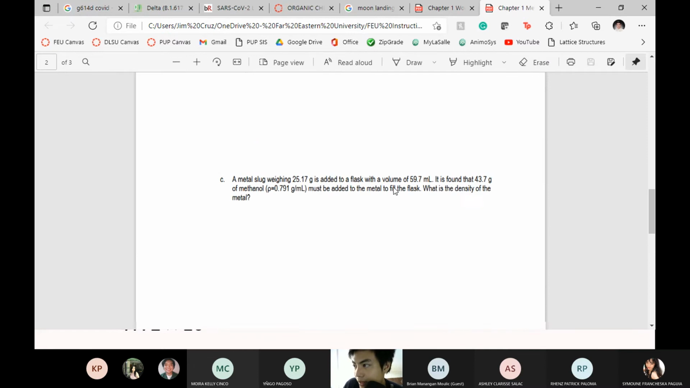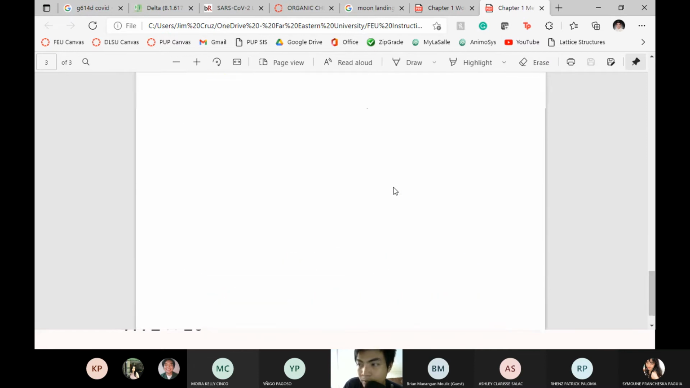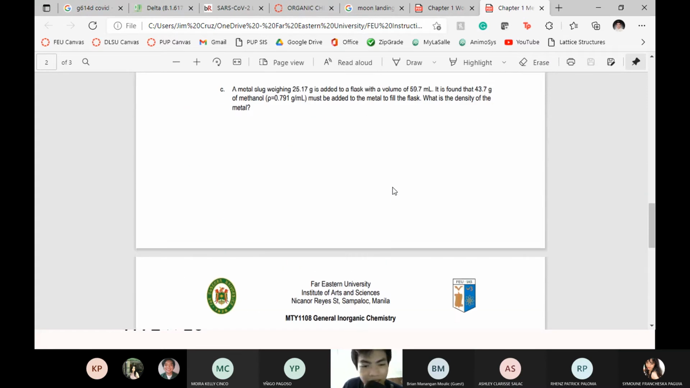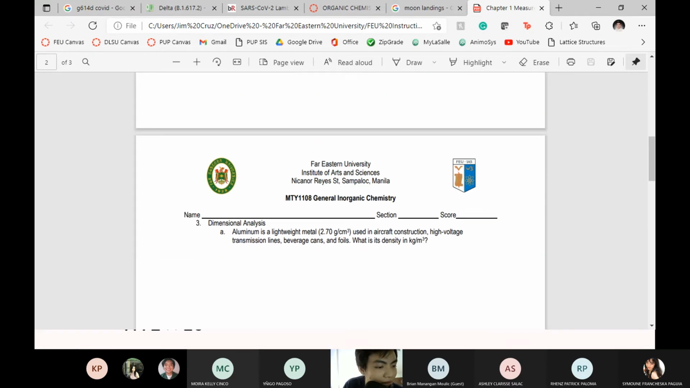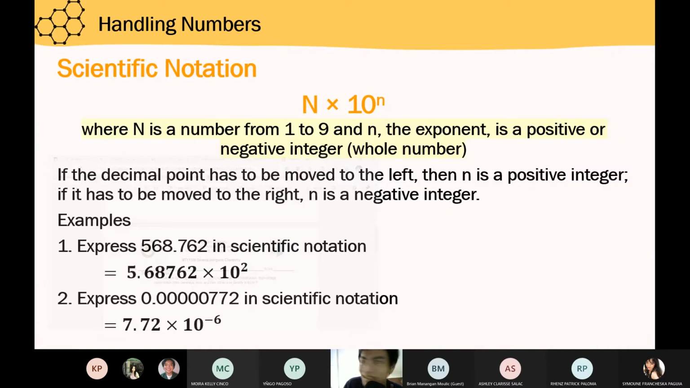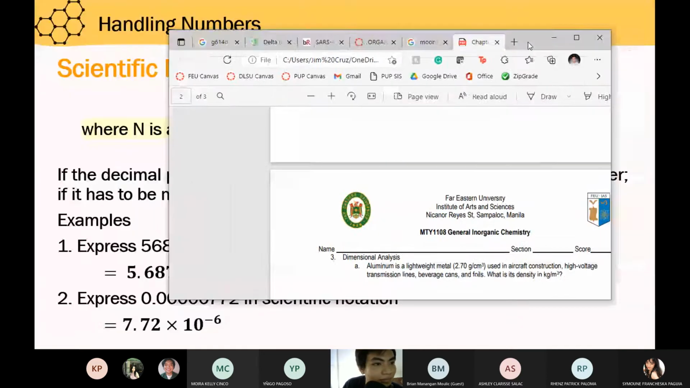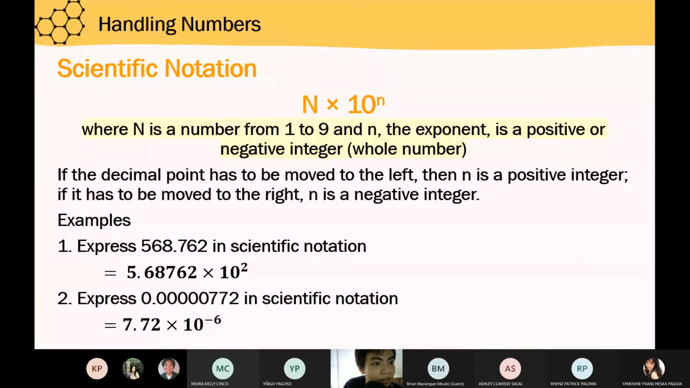Ayan. So, we have this worksheet. I will upload this sa ating Canvas now. Upload ko na nga ngayon pa lang para may copy na kayo. Wait lang. Upload ko para may copy na kayo. Then, I will try to answer some questions, no? Dito sa ating worksheet. Then, yung iba kayo na bahala.